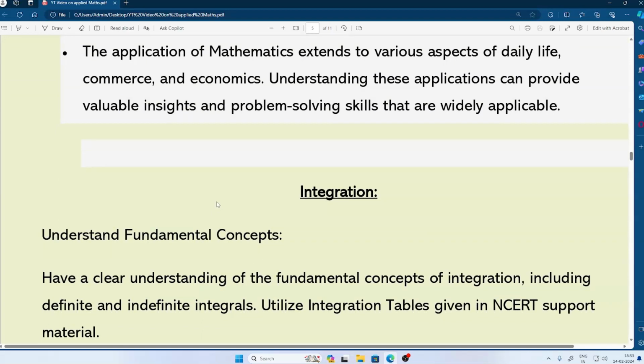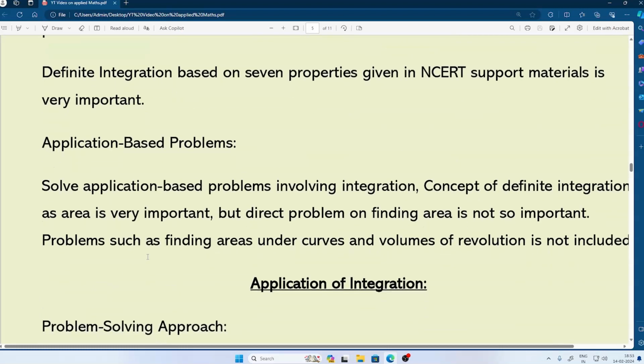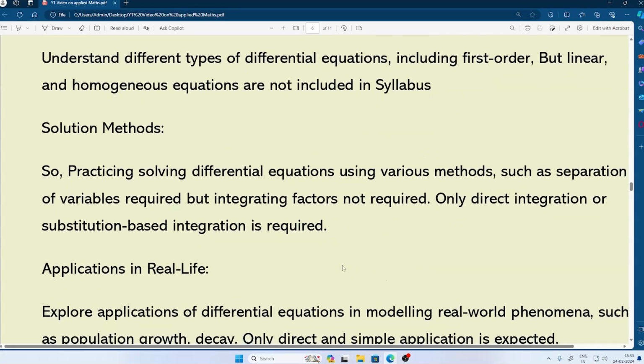That is the determinant part. Integration, all those techniques of integration, substitution, by parts, partial fraction, all these are there. And then there is application of integration, that is area based problems. And then differential equations and their application. These all will make up 15 marks, a set of questions from these 3 topics.